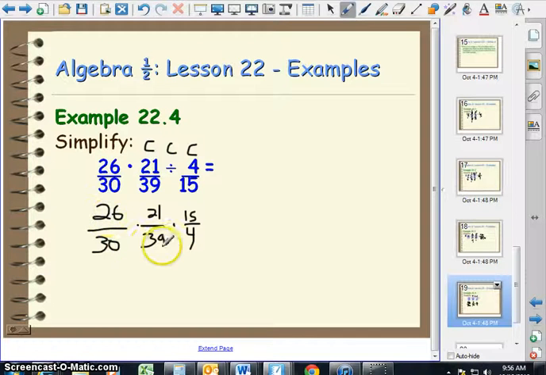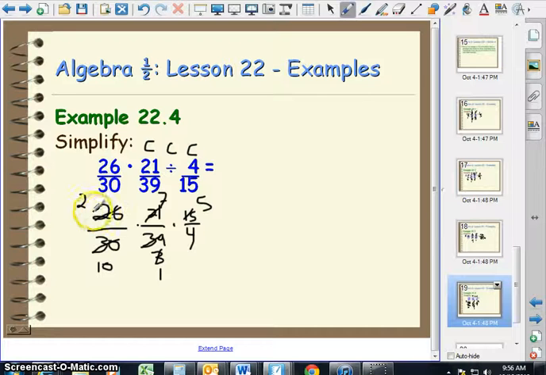I have 26 and 39. I could pull 13's out of both of those, so 26 divided by 13 is 2. 39 divided by 13 is 3. 21 and 30, I could pull 3's out of that, so that becomes 10. And 21 becomes 7. Let's check. 3 and 15, I could reduce that. That goes to 1. That goes to 5.